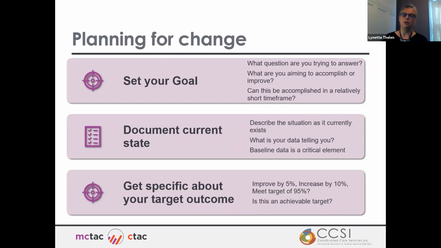And also you want to make sure it's an achievable target. So if you're currently at a rate of 75% for something and you say, we want to go to 100%, it's very likely you've just set a goal that's not going to be achievable. What's going to happen in that case is you're going to start to lose momentum. Your team and those working to implement the change are going to feel like, I can't get there. So why would I put this effort in? So make sure you really think about whether that target is achievable.